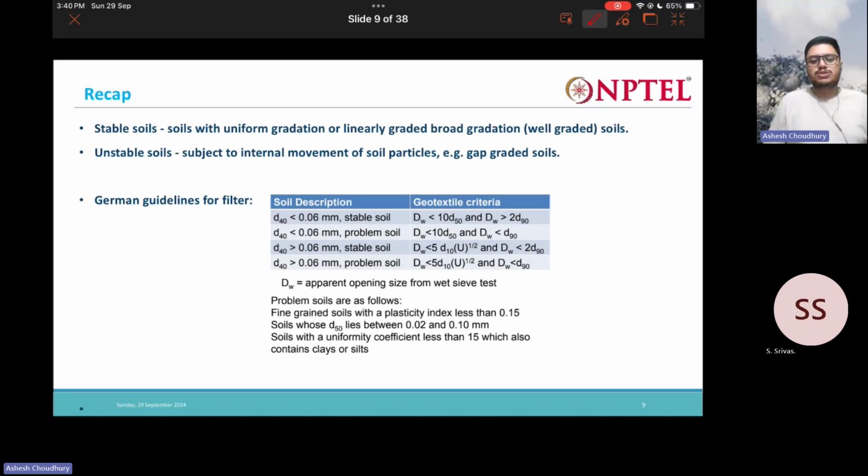So in unstable soils, what happens? There is a high tendency that the soil particles actually pass through. There is a high chance of internal movement of the soil particles. And what happens? These may then go and clog. Either they may clog the filter, or they may start the piping phenomenon.